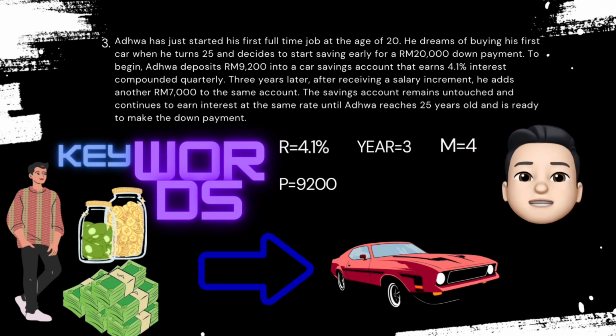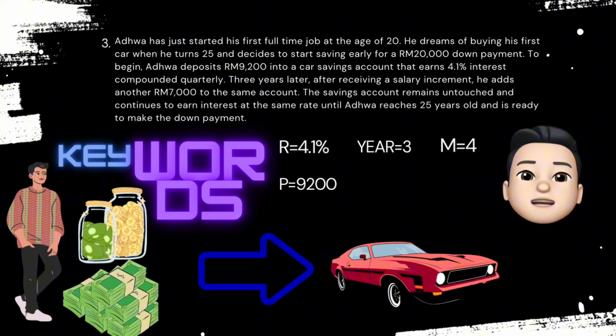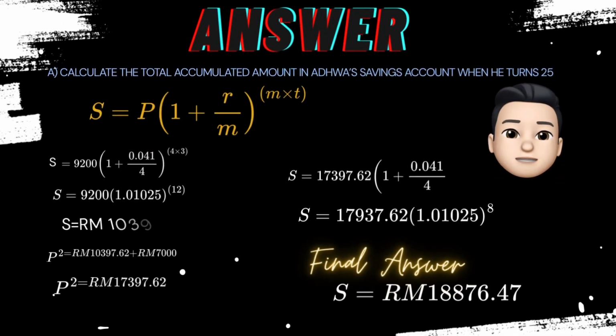To question 3 part A. Based on the text, Adwa at the age of 20 wants to save 20,000 ringgit when he turns 25. Then, the keyword is using a timeline. We calculate the first 3 years, then 2 years. Then the m is 4, the r is 4.1%, then the P is 9,200 ringgit. Let's go to the question.